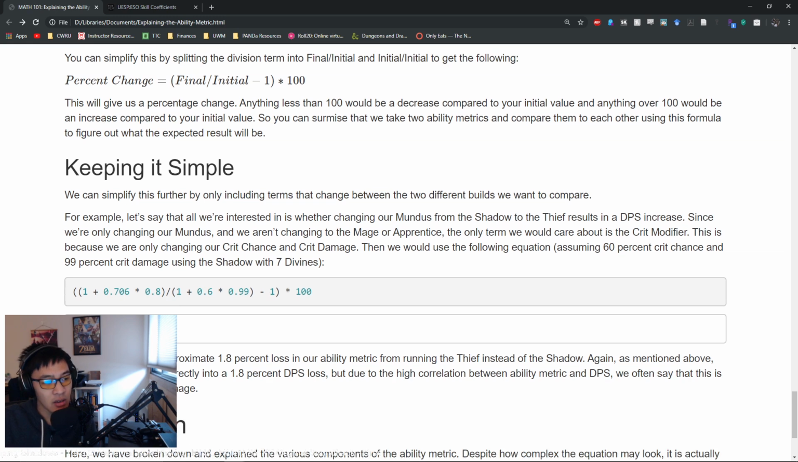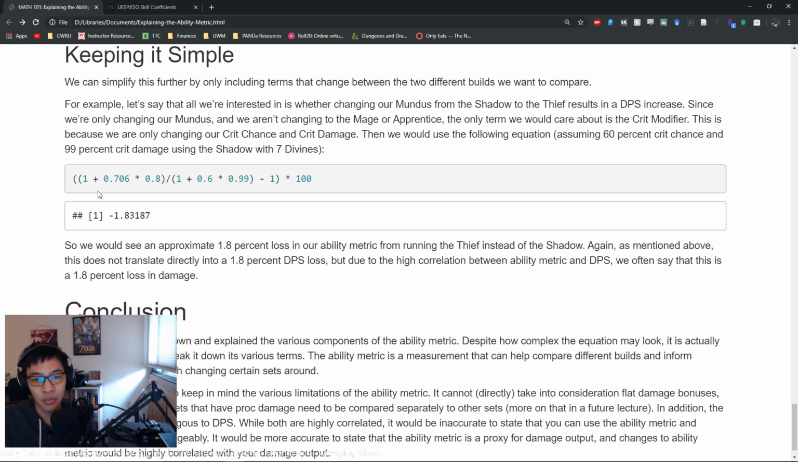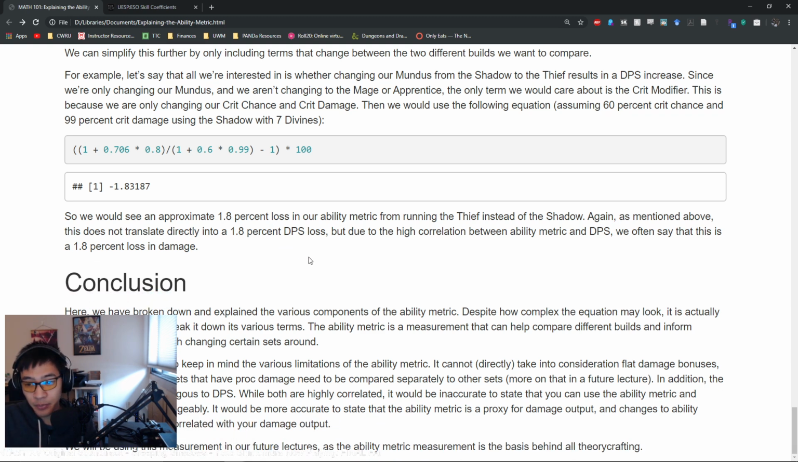You can see here that by changing from the shadow to the thief, we're going to get a 1.8% DPS loss if we have these values right here. So we can see here that it is going to be DPS loss. It's only an approximation, so about 1.8% DPS loss. So it's in our best interest to stick with the shadow rather than the thief in this scenario. You can repeat this for any sort of changes that you're interested in making with your build.